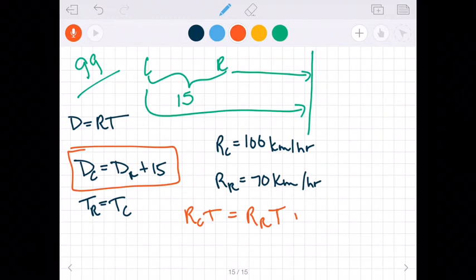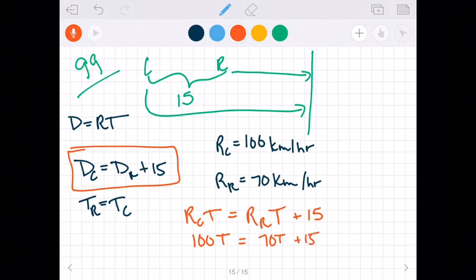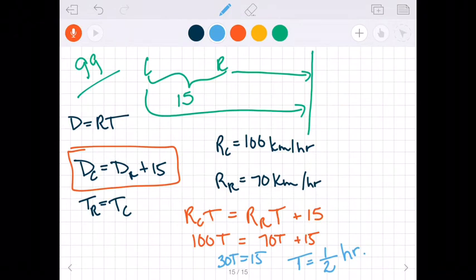Whoops, I forgot to put the plus 15. Okay, so we have 100t equals 70t plus 15. All right, if we subtract 70t from both sides, we get 30t equals 15. And divide, we find out that t equals 1/2. And since our rates were in kilometers per hour, that's 1/2 of an hour, or 30 minutes.